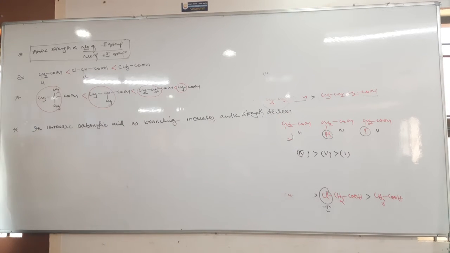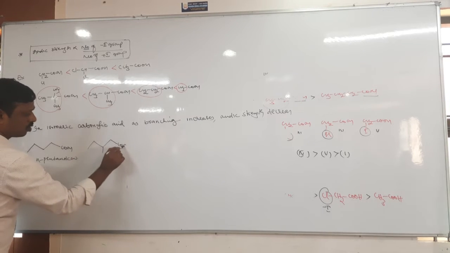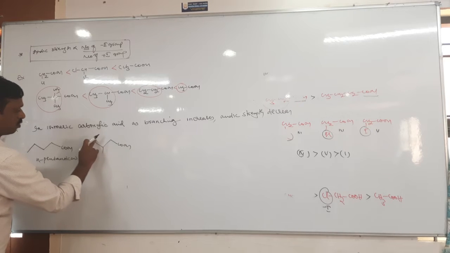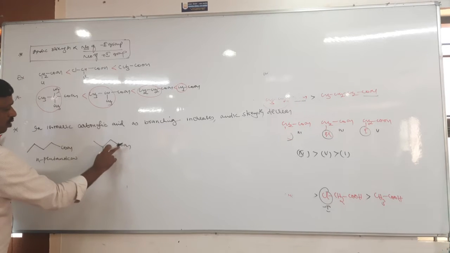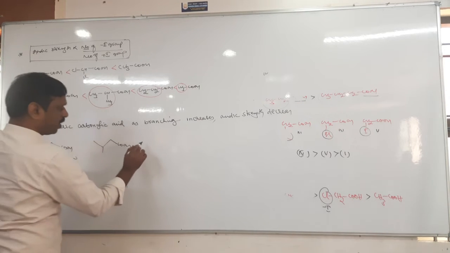Okay, so as the branching increases, acidic strength decreases. For example, take 5 carbons: 1 2 3 4 5, it is called n-pentanoic acid, right? Then this one, with 5 carbons, is isopentanoic acid.